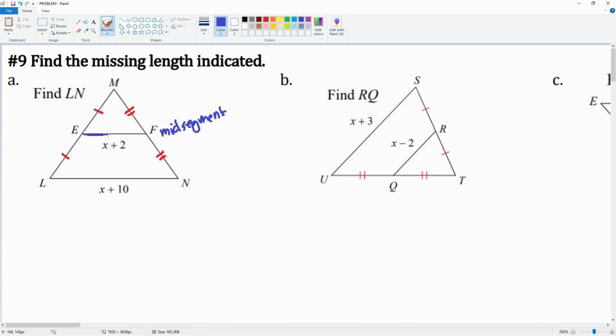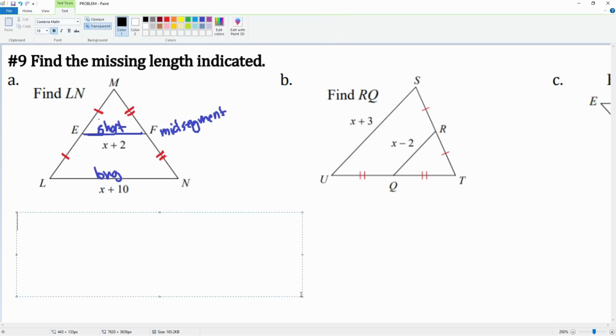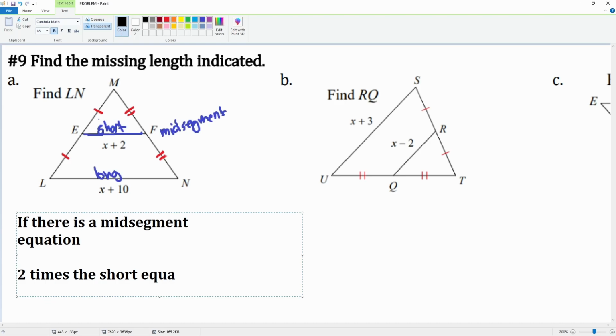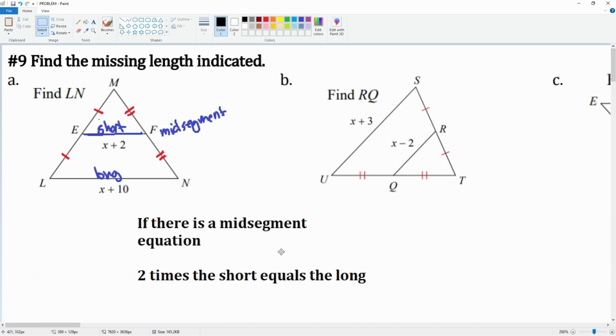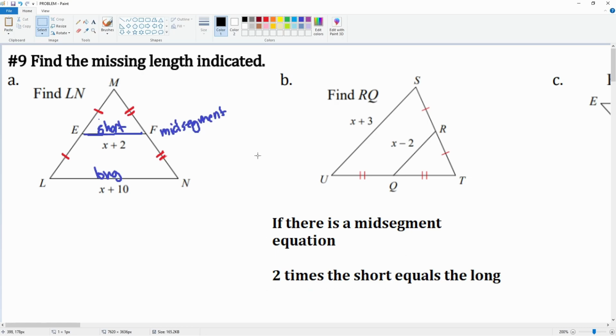Because this is considered to be the mid segment, we can set up a very interesting formula. I'm going to call this the short, and I'm going to call this the long. If there is a mid segment, you can set up the equation: 2 times the short equals the long. That is the idea that we want to set up.